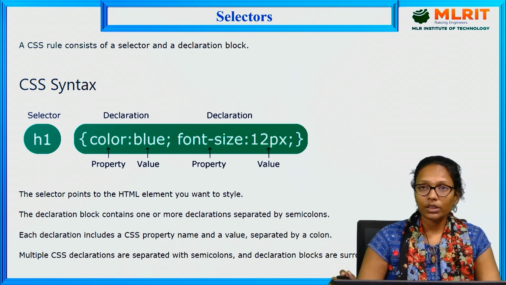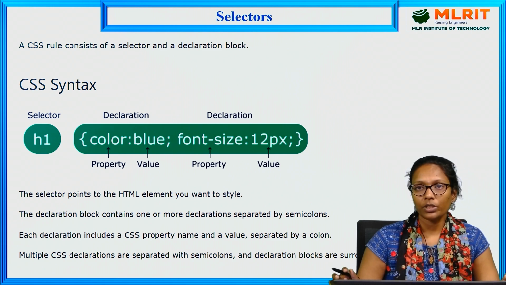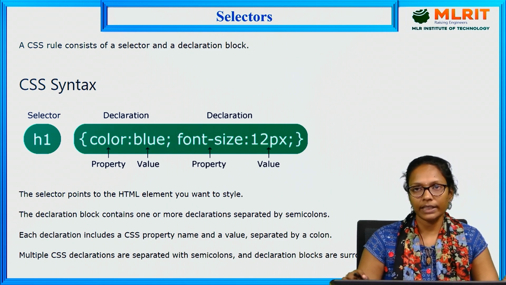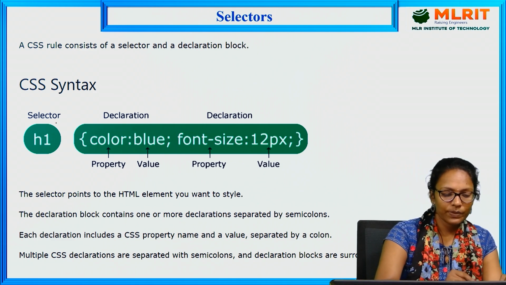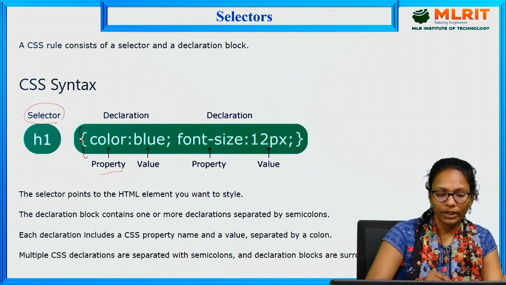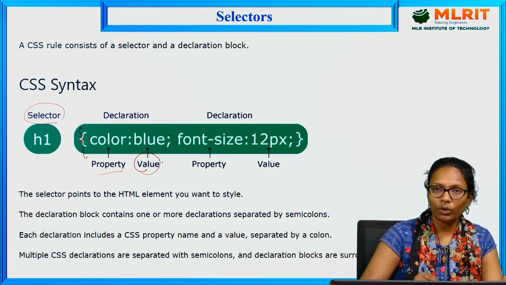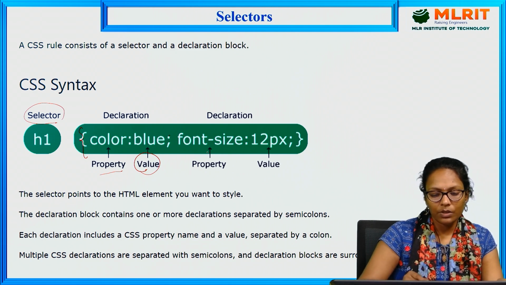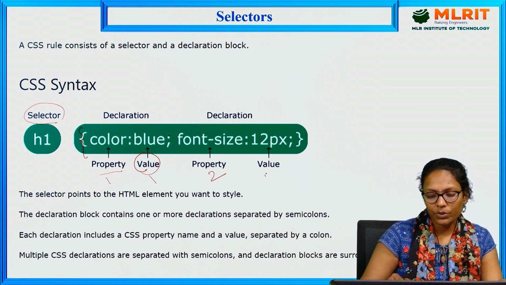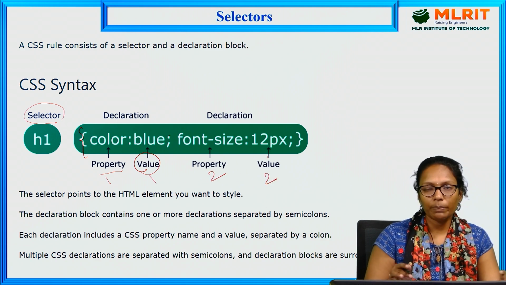Before going in depth about the selectors, first we will see the syntax of CSS again. First I need to mention the selector followed by the opening brace, then the property, colon, property value, semicolon, and after that you mention other properties. This is the first property, second property, first value, second value and so on. This is the basic syntax.